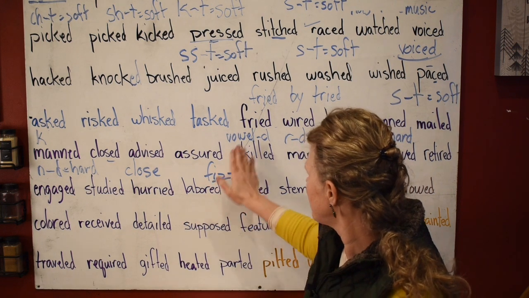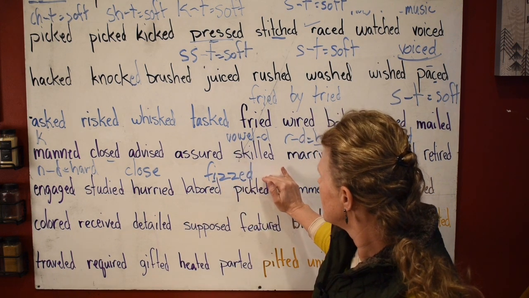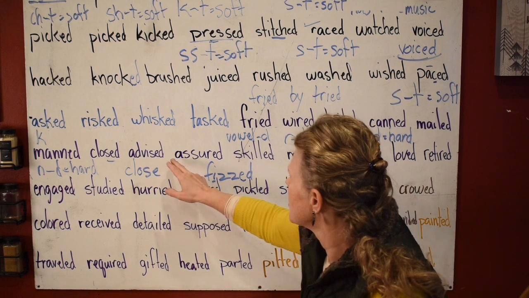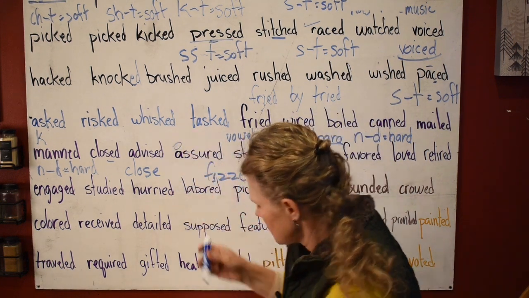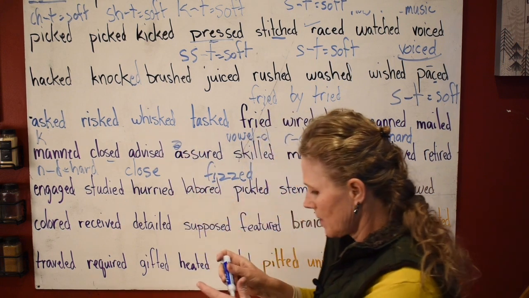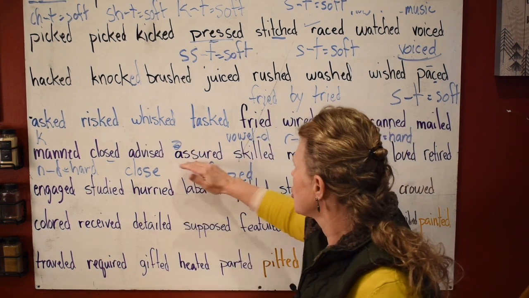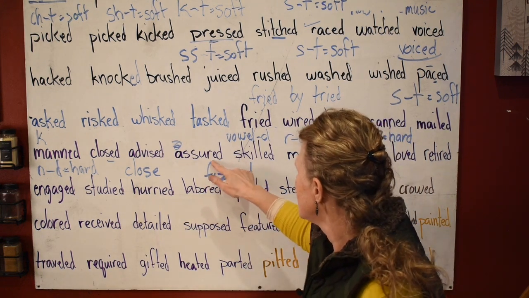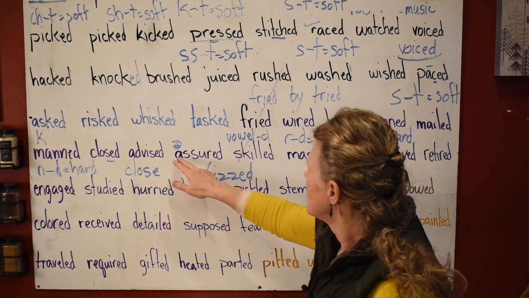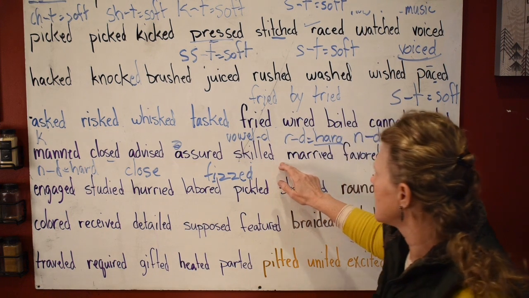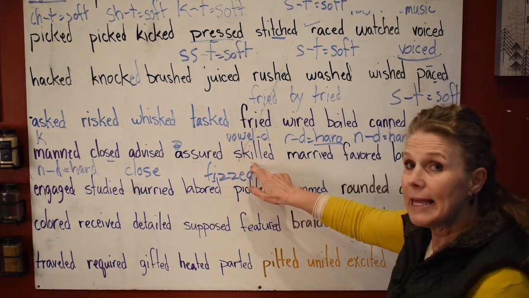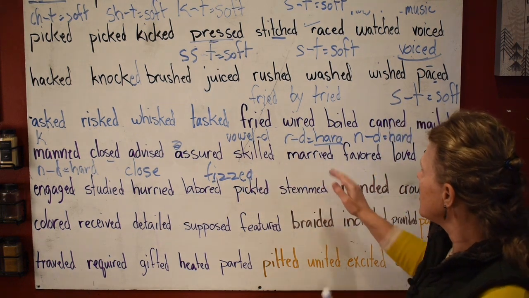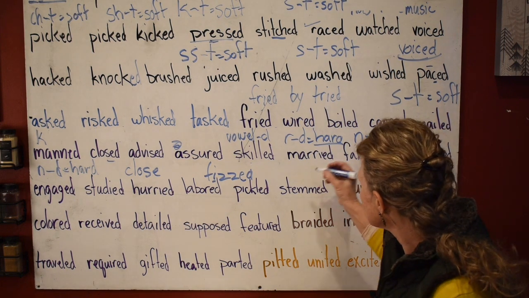Fizzed, fizzed. See, it's forcing the D sound. Assured, assured. See, this is your prefix. I didn't write that very well. Assure, sure, the sound is the ED, assured. Skilled, skilled, married. See, now here you have a spelling rule.